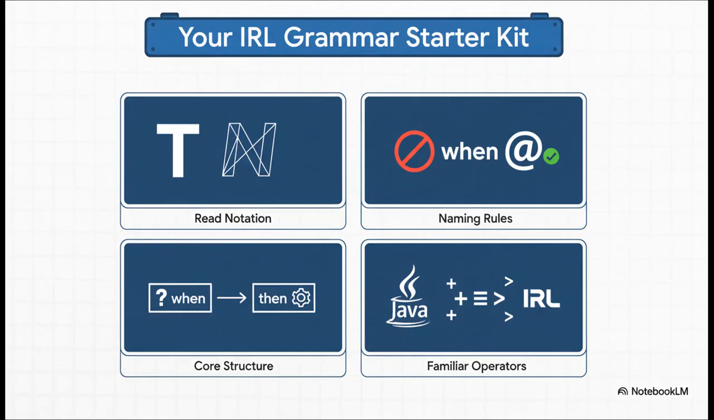Okay, so let's do a quick recap of our IRL Grammar Starter Kit. We learned how to read the official notation by telling the difference between the bold keywords and the italic placeholders. We went over the naming rules, avoiding those reserved words, or using that handy @ operator when you have to. We broke down the essential when-then structure of every rule. And last, we saw that the operators are basically old friends for any Java developer.